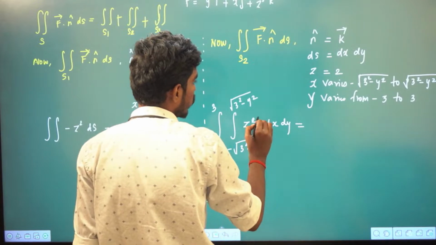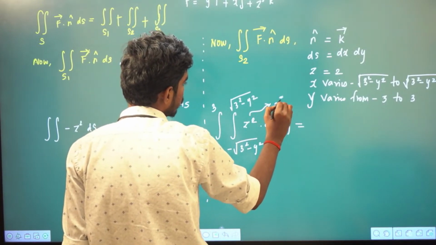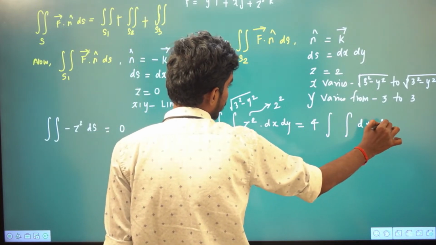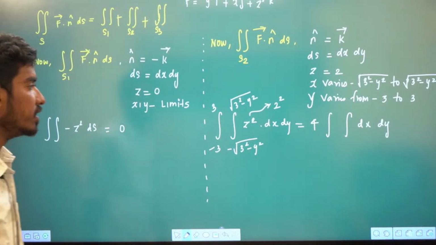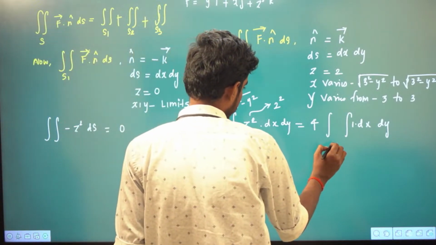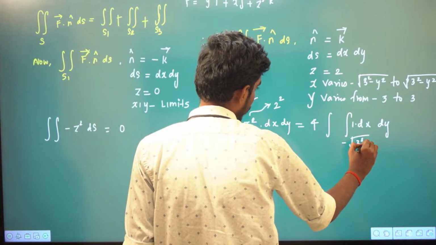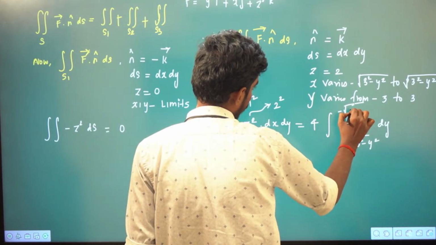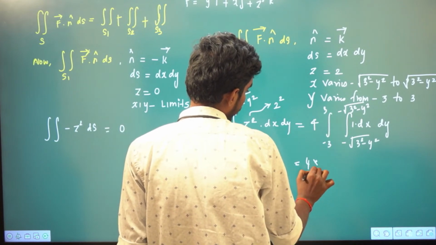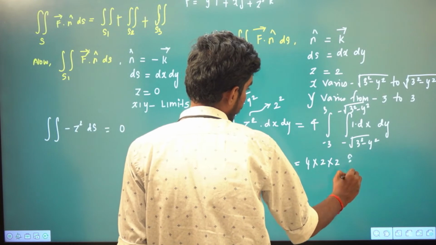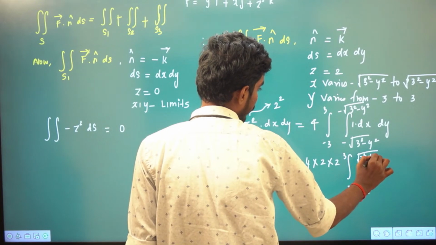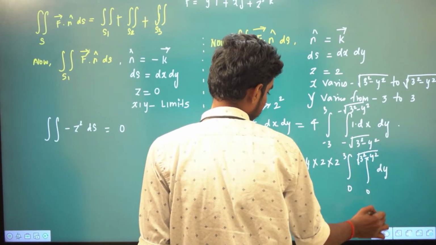See, we know z is 1. Sorry, z is 2. So it will be 2 square, so 2 square will be 4. So we will have 4 times the double integral dx dy. Now you can see this is an even function, right? We have a constant function, an even function. So what I can do is, here we have minus square root of 3 square minus y square to square root of 3 square minus y square, and minus 3 to 3. Let us multiply by 2 into 2, because I can write this as 0 to 3, 0 to square root of 3 square minus y square, dx dy.